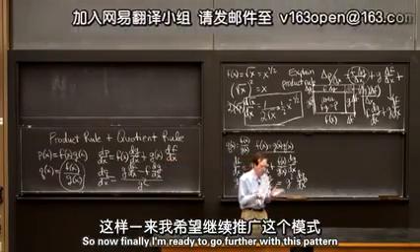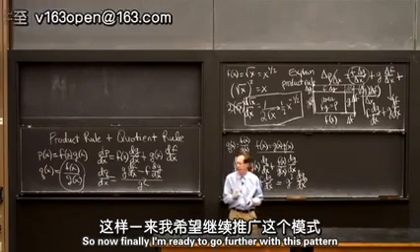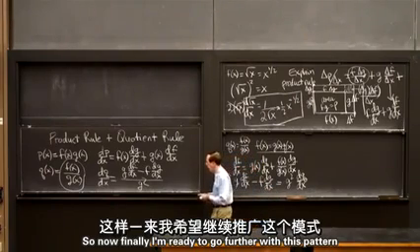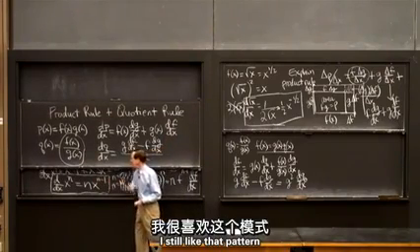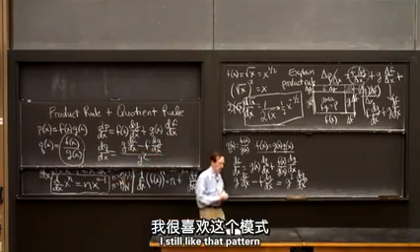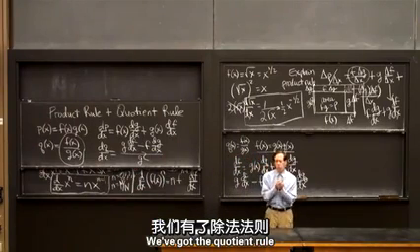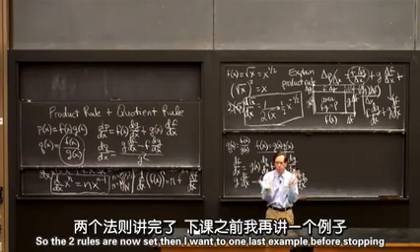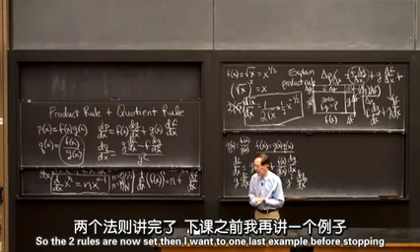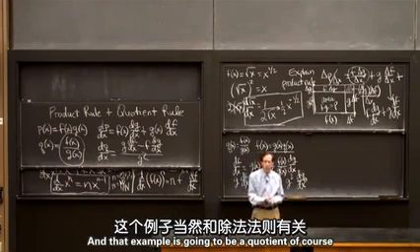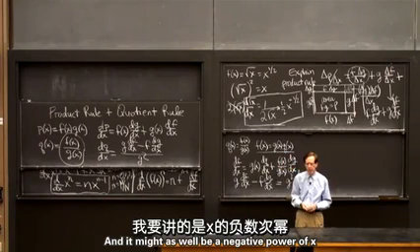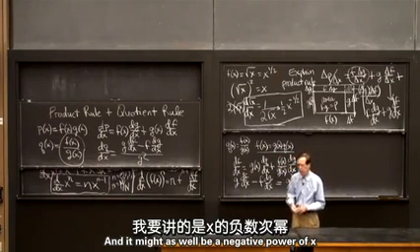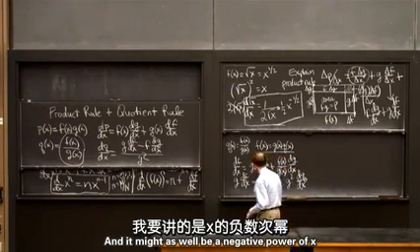Okay. So now, finally, I'm ready to go further with this pattern. I still like that pattern. We've got the quotient rule. So the two rules are now set, and I want to do one last example before stopping. And that example is going to be a quotient, of course. And it might as well be a negative power of x.